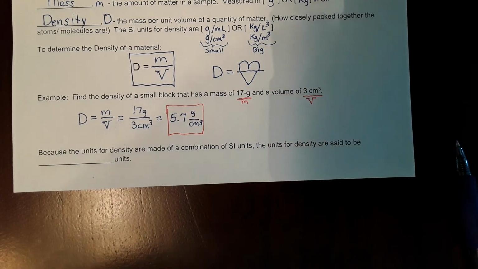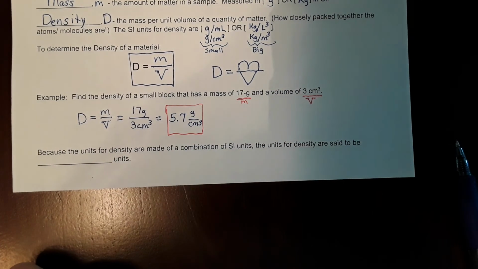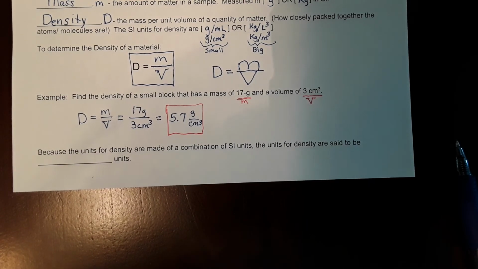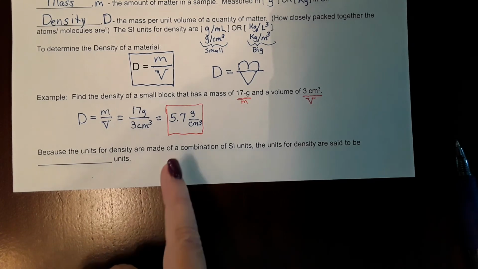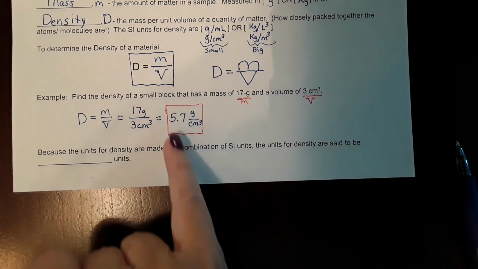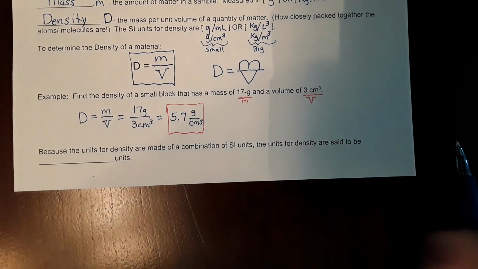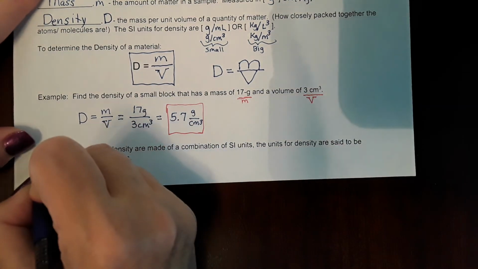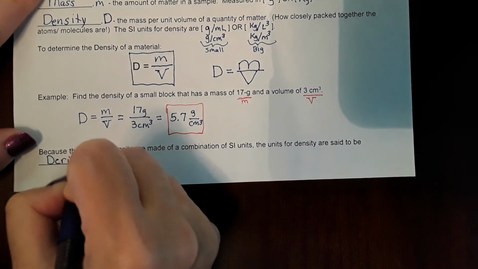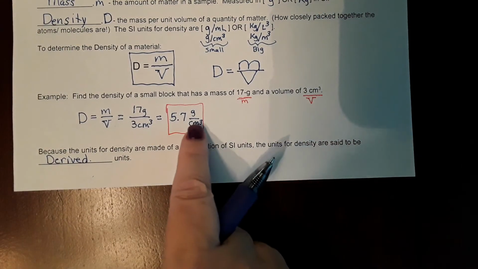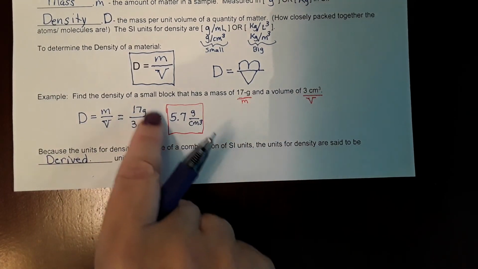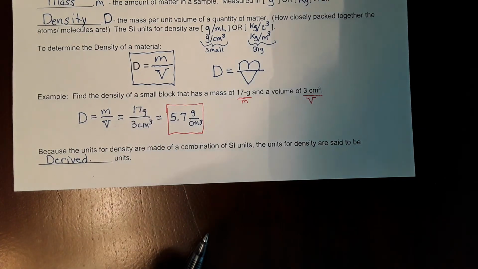Now, because the units of density are made up of a combination of SI units, notice it's not just one SI unit, it's two of them used in combination. Any substance that has units that are SI units used in combination like this, not a single SI unit by itself but a combination, those units are called derived units. Now, density is not the only substance with derived units. In other words, they're derived from the formula.